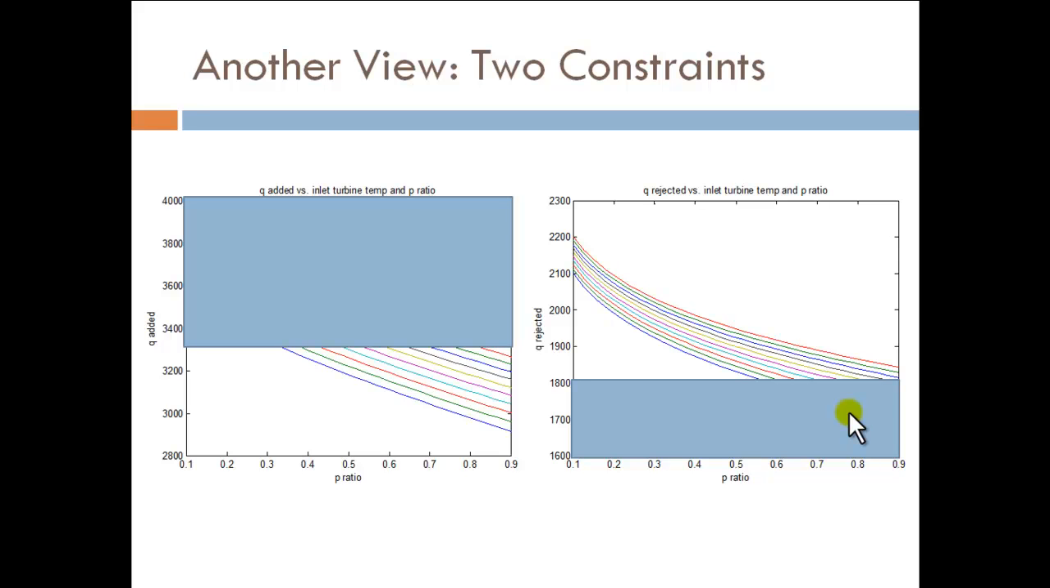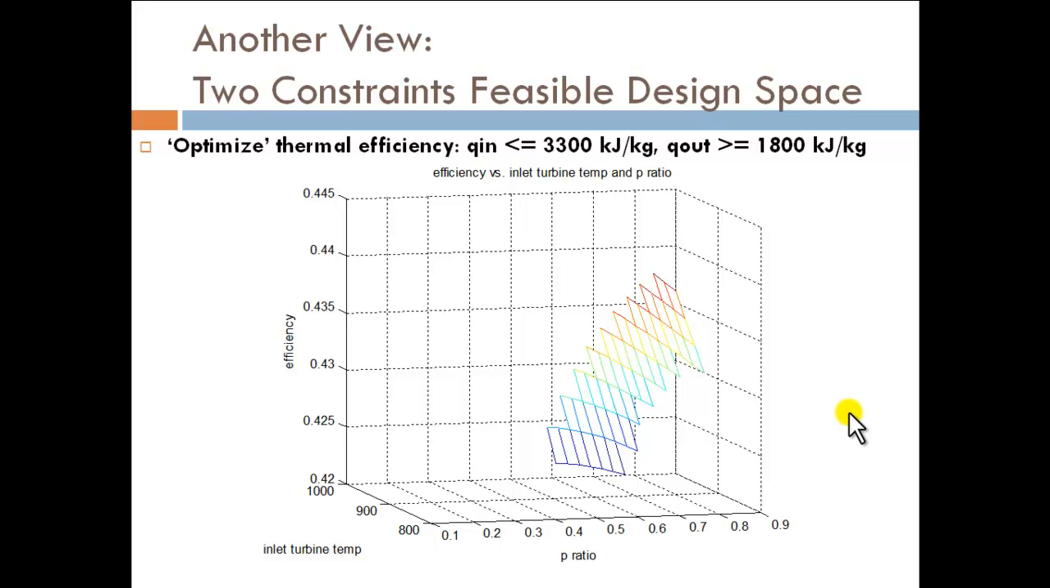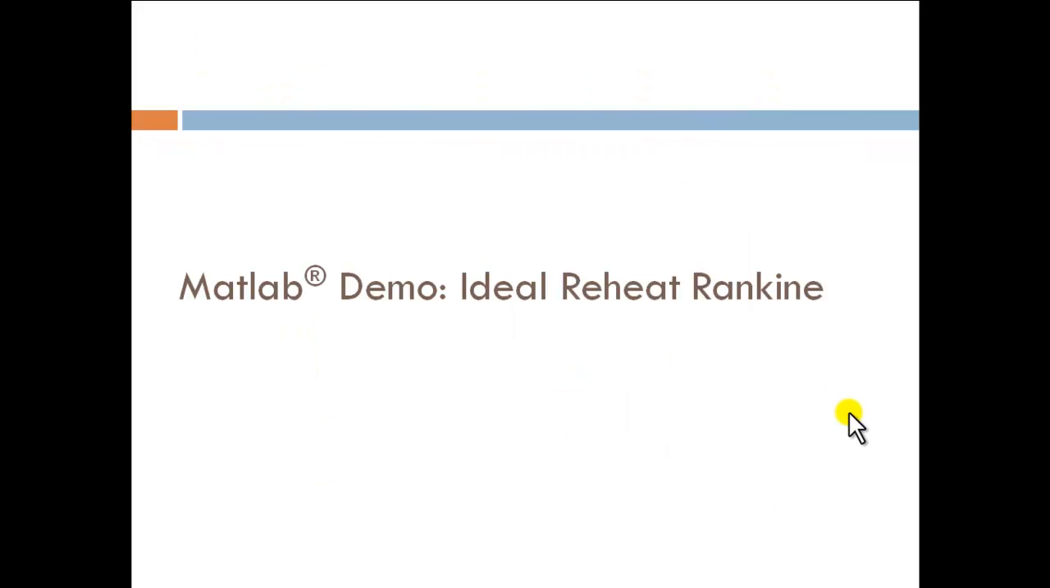Now, the second way of solving a problem like this, and in this case with two constraints, is to go into our simulation and search exhaustively through each one of the pressure ratio and inlet turbine temperature combinations to see which ones have associated Q in and Q out that still remain within the feasible regime. And that's what I did in this case. The resulting efficiencies you have here are the ones that made the cut, if you want to use that term.